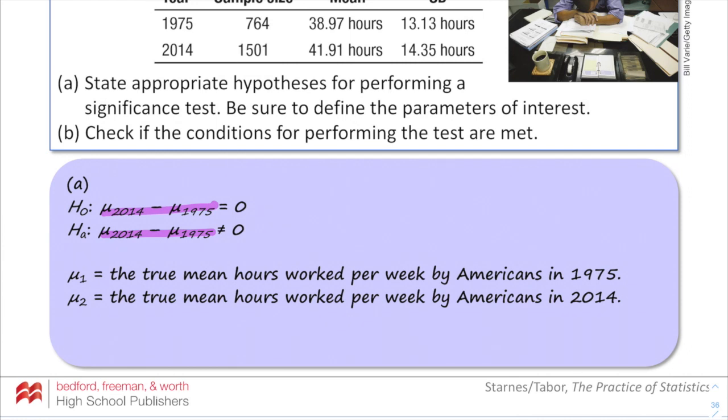So instead of saying mu1 and mu2, they said mu 2014, mu 1975. So right here, mu1, mu2, they should really say mu 1975 and mu 2014. Even though it's obvious by putting the year there what that mu is supposed to stand for, you still need to define the parameter. I would hate for you not to define what they are and lose credit for something so silly.